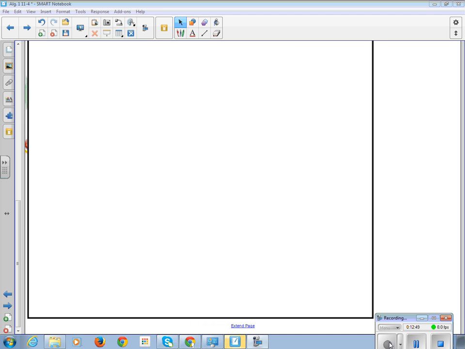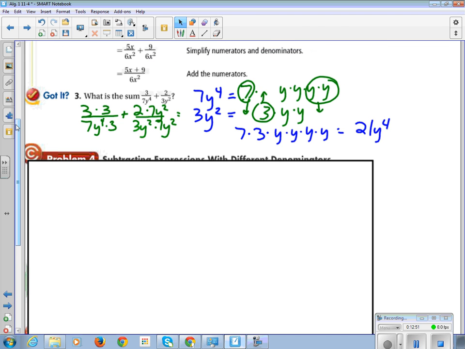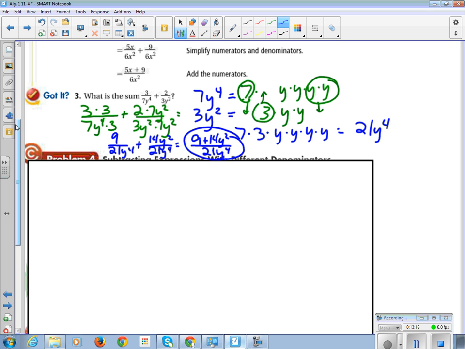Need a little bit more room here. So then we simplify these down. This is 9 over 21y to the 4th plus 14y squared over 21y to the 4th. Now we can write it as 9 plus 14y squared over 21y to the 4th. Boom. Done.